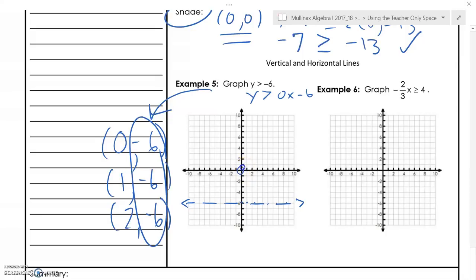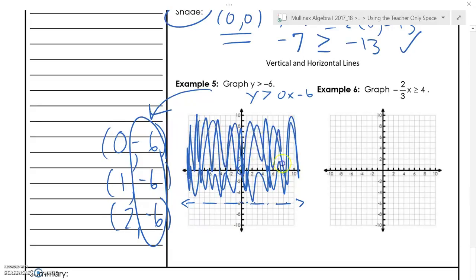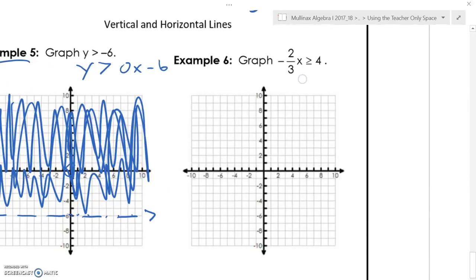If we check (0, 0), is 0 greater than negative 6? Yes, so all of the points above the line would represent the solutions to the inequality y is greater than negative 6. If we're graphing example 6, negative 2/3 x is greater than or equal to 4.